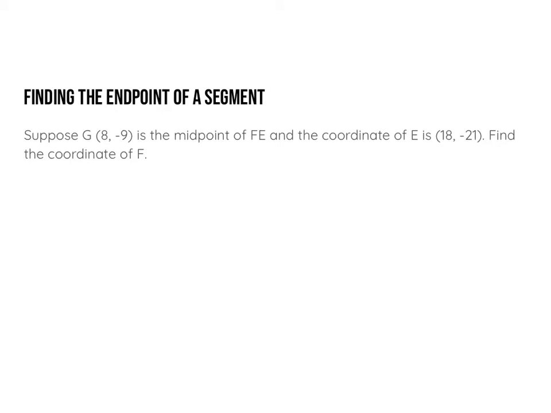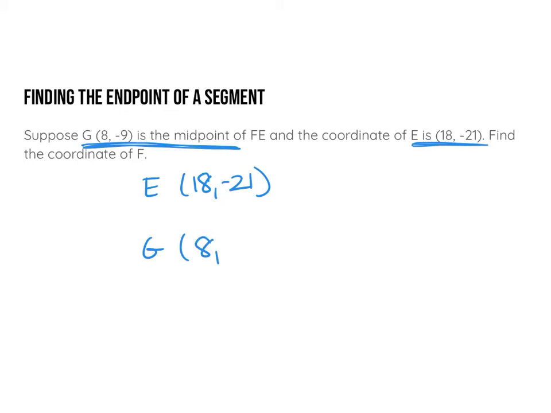Now, what if I'm given the midpoint? So G is the midpoint, and I'm given one endpoint. So this is one endpoint. Okay, I want to find the other coordinate. So I have E, which is at 18, negative 21. I have G, which is the midpoint, which is at 8, negative 9. And then I have F somewhere, right, that we don't know. So I have endpoint, midpoint, and endpoint. This is how we're going to set up these problems.